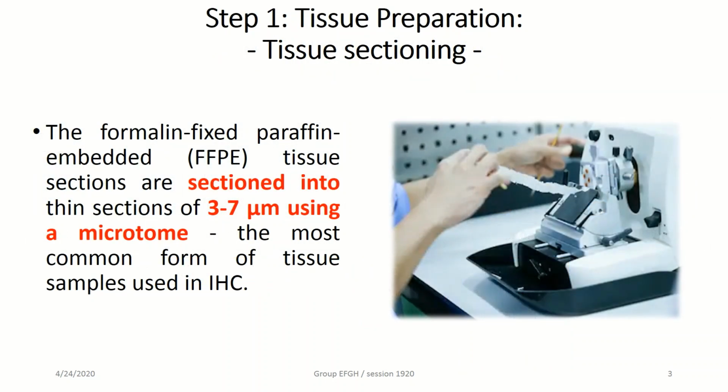Then we have the tissue sectioning. The formalin-fixed paraffin-embedded, or FFPE, tissue sections are sectioned into thin sections of 3 to 7 micrometers using a microtome. This is the most common form of tissue sample used in IHC.